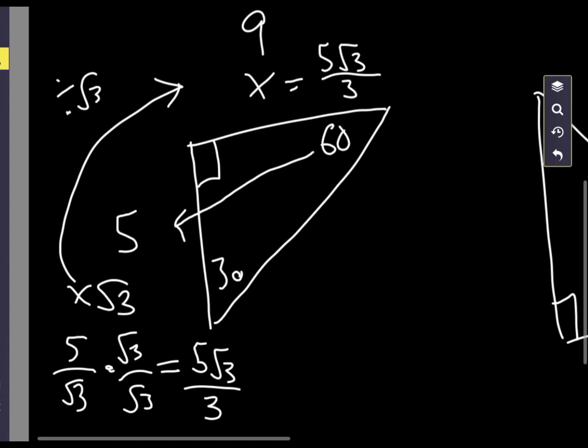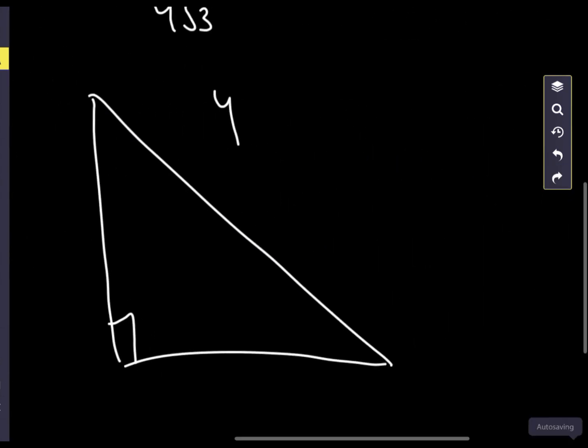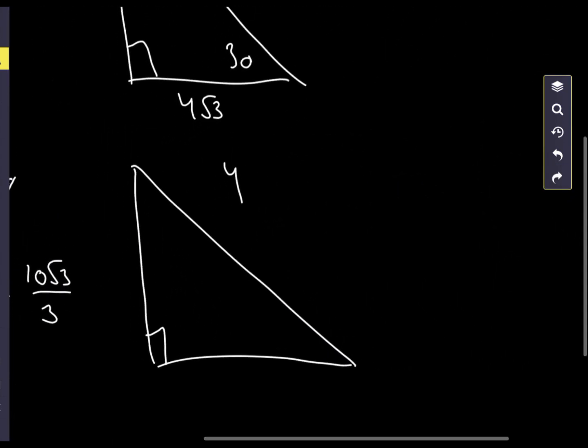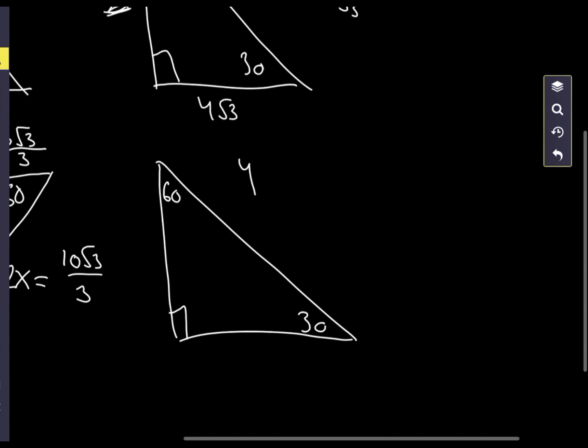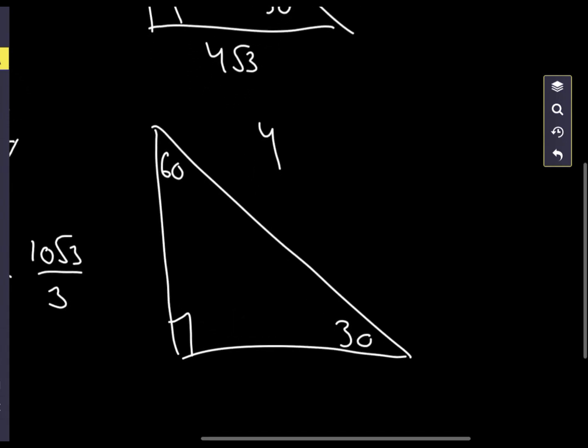And if your x value is this, we know that the hypotenuse is 2 times longer than this x value. It's 2x. So this is just going to be equal to 10 radical 3 over 3. We just doubled this amount. Finally, we have this one. For some reason, I didn't mark angles on it. Really weird.